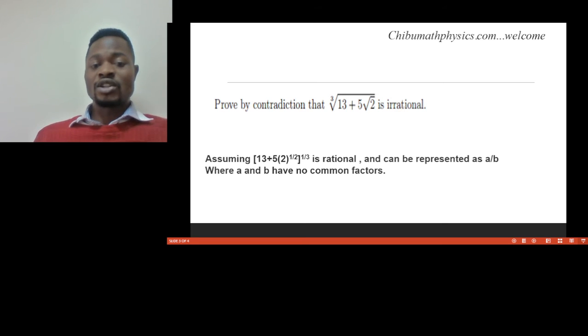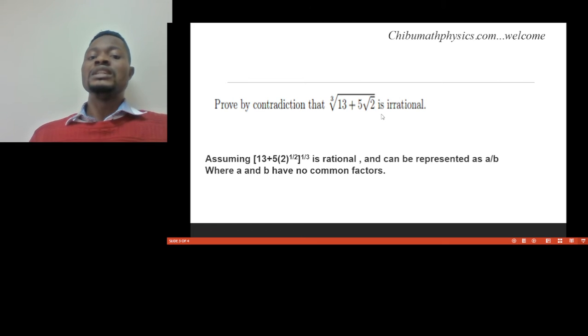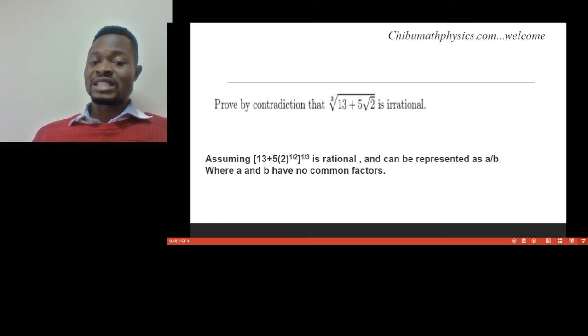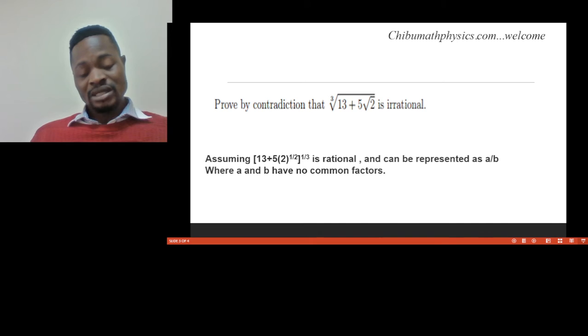We are to prove by contradiction that 3 root 13 plus 5 root 2 is irrational. You can imagine the type of question we are given. In this expression, you can see that inside the root there is another root. So you are to prove that 3 root 13 plus 5 root 2 is irrational. And remember what I told you, we need to assume that the proposition is false, and then we keep working until we arrive at a contradiction to show that the original statement is true.